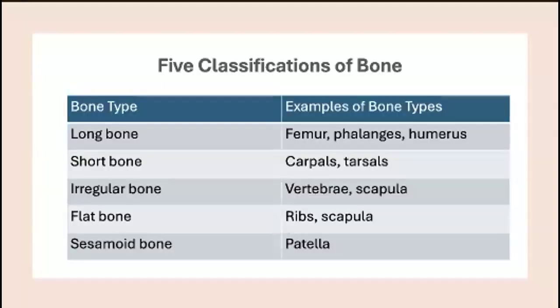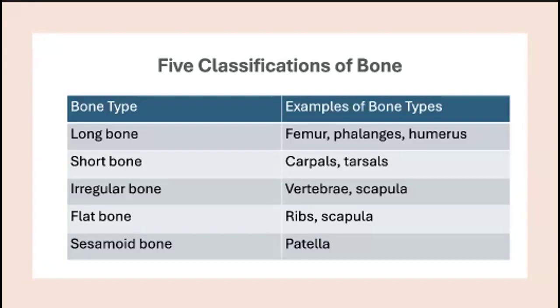We have 5 different classifications of bones. So the human skeleton has 206 bones. They can be classified into 5 categories based on their shape. So we have long bones, characterized by a central shaft called the diaphysis and 2 widened ends called the epiphyses. And we know that epiphyses are our growth plates. Some examples of these bones would be our femurs, our humerus, and our tibia. Their function primarily is for support and movement.